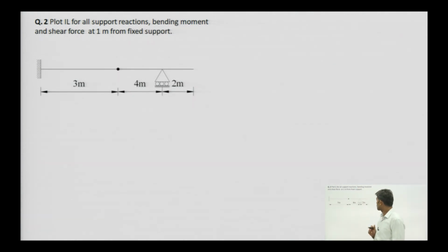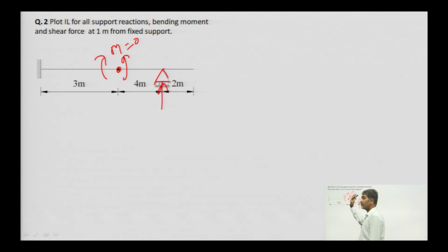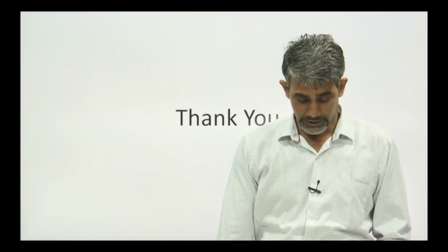Okay. In this question, this is the fixed support, this is the internal hinge, and this one is a roller support. So, it is a determinate beam, and we need to plot the ILD for all support reactions. So, using this method you plot this diagram here, bending moment will be 0 for the left part and for the right part. So, do it by yourself.